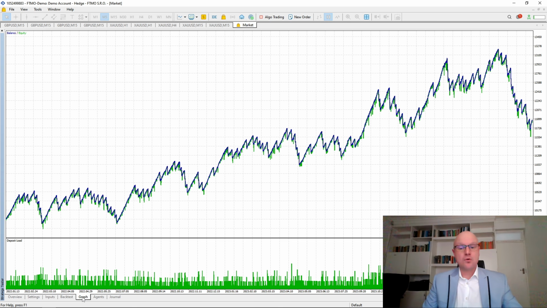So here we have the graph for this example, and if you'd like to learn more about this robot or any others that are available on the MQL5 marketplace, make sure to take a closer look at the channel.